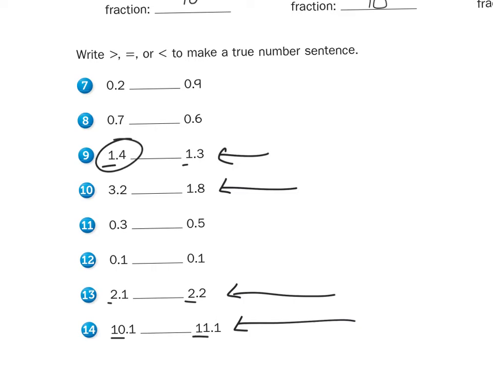So if I looked at just this one here, first off, you need to look at that whole number. They have the same whole number. So then we just need to compare the tenths. And what's bigger, 4/10 or 3/10? Think about that for that one, and then pay attention here. There's whole numbers, and whole numbers. So I'd like you to pause the video, try those 7 through 14, and then when you are done, you can unpause and check your work.